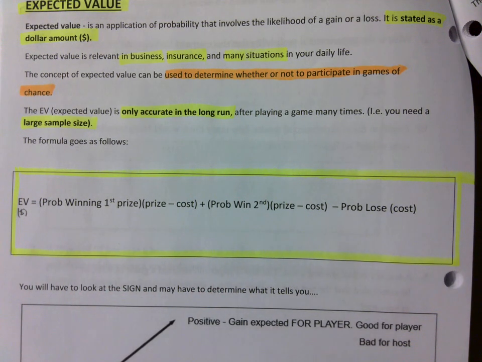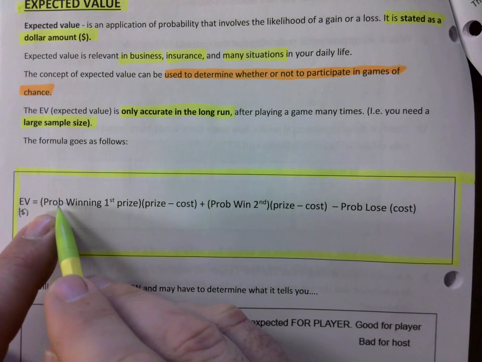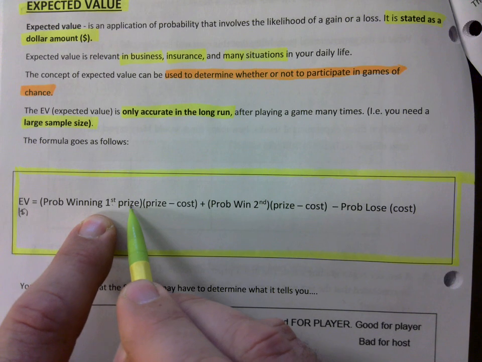Okay, when you go play games at a fair, have you ever been at a fair like the Red River Ex or anything like that? You play those games, right? There's usually more than one way to win money, right? Usually there's like the first prize, second prize, third prize. So this formula accounts for that there's more than one way of winning the prize, okay? So there's a probability of winning the first prize.